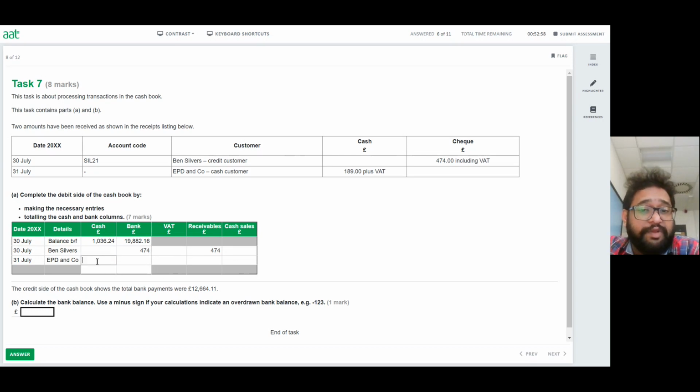But when it comes to EPD Limited, £189 plus VAT, so multiply by 1.2, it will give you £226 and 80 pence total cash received, because they have to pay the VAT as well. So here on the cash sales, we have the VAT under, which will be £37 and 80 pence. Here, make sure you put the full decimals, because they haven't said otherwise.